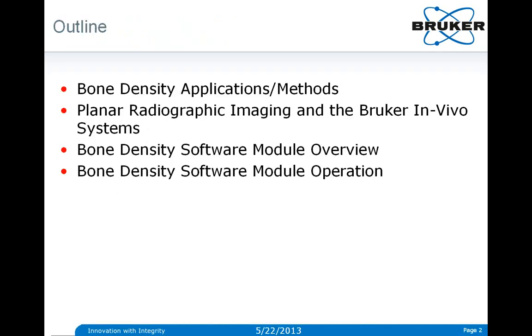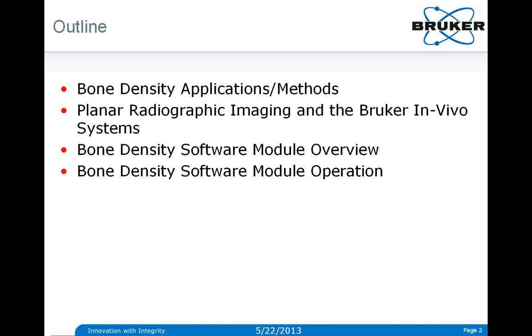So as an outline and introduction, we will start out by briefly overviewing bone density applications and discussing some of the current methods that are used for making bone density measurements in mice and rats in preclinical studies. Following this, we will look at the capabilities of the Bruker In-Vivo systems, focusing on the planar radiographic imaging or X-ray imaging capabilities of these systems.